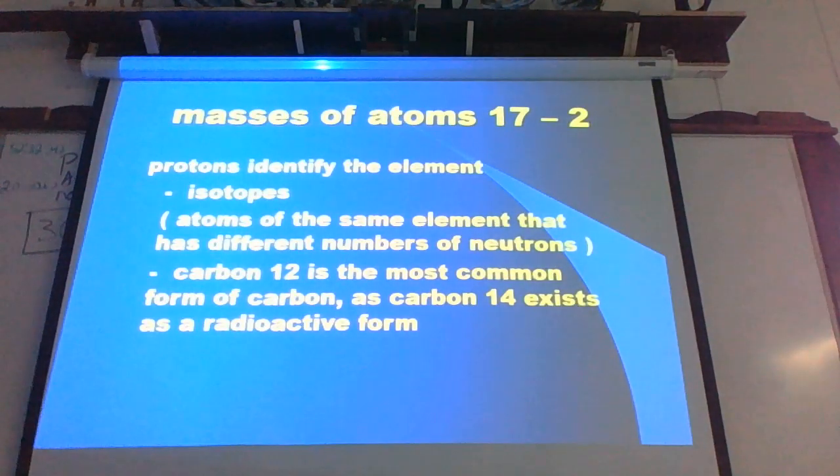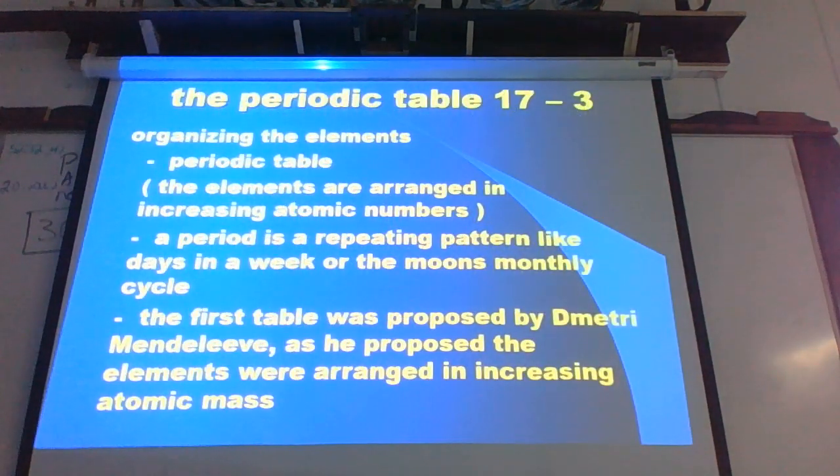In other words, it's what we had here, remember? Different numbers of neutrons. So we have carbon 12, so carbon 14 exists. So what happens if we're talking about carbon 14? What has changed? The number of neutrons, by how many? Two. You're not changing the 6 because that's what we assign carbon with. It's the number of protons, again, the atomic number.